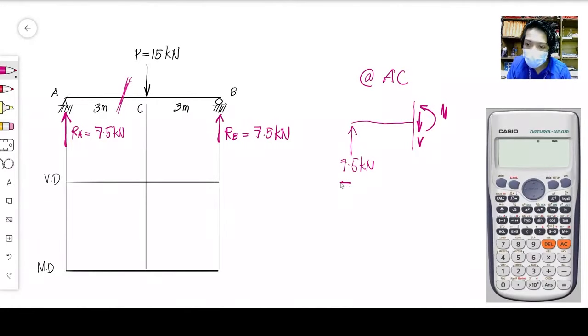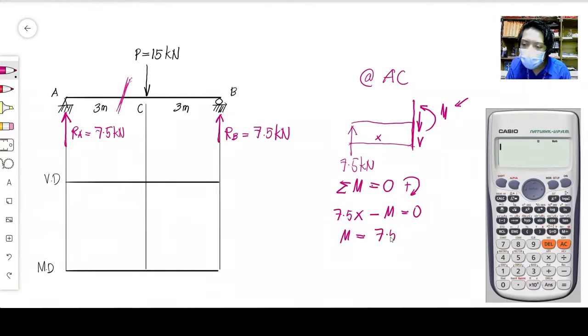How do we do that? We sum up all the moments at the cutting plane. This is the cutting plane. Here we take the summation of moment. Since this is in a state of equilibrium, the summation of moment at that section is equal to zero. And we will take clockwise as the positive moment. Okay, and this distance right here is x. That is x. So, you are summing the moment here. The moment for 7.5 is positive because we are taking clockwise as the positive moment. That is 7.5 times x, 7.5x. And of course, we have here the moment, so minus moment. This is equal to 0. So, your moment is equal to 7.5x. Now, this is your equation of the moment diagram for AC.